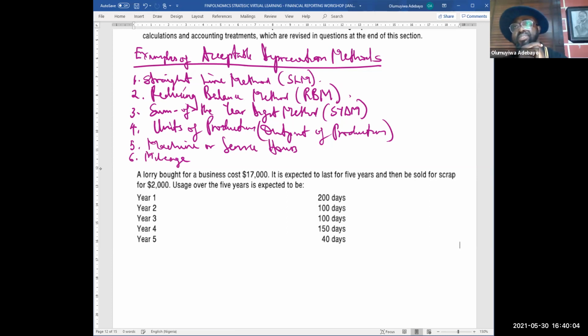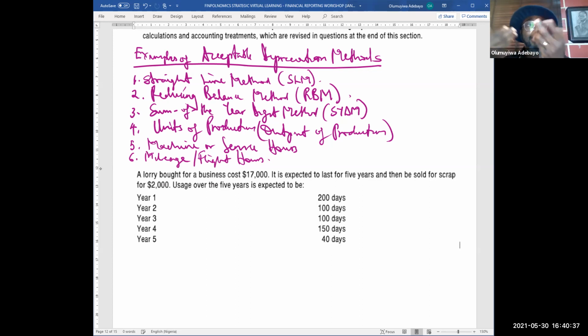Won't it be more appropriate? Yeah, it will be more appropriate. It also reflects the reducing balance method, but it's more scientific in that regard. If it's an aeroplane, I can use flight hours for certain component parts, especially for the engine, landing gear, and some other things.